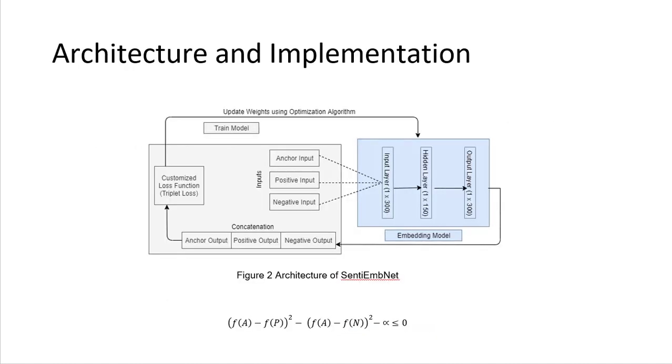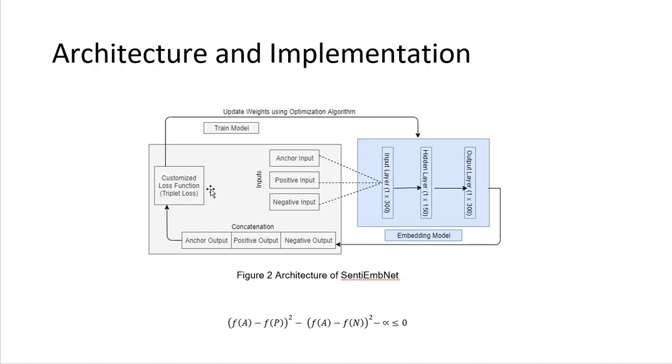So in order to achieve this, we have provided the architecture. This architecture takes three inputs: anchor input, positive input, and negative input. Anchor input is the one with reference to which positive and negative word embeddings are adjusted. The anchor, positive, and negative inputs are given to the embedding model.